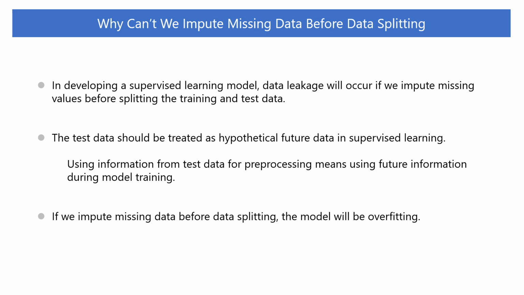In developing a supervised learning model, data leakage will occur if we impute missing values before splitting the training and test data. The test data should be treated as hypothetical future data in supervised learning. So, using information from test data for preprocessing means using future information during model training. It is not realistic. Training a model in this way means training the model with information from the test data. So, there is a possibility that the prediction performance on the test data will be overestimated.